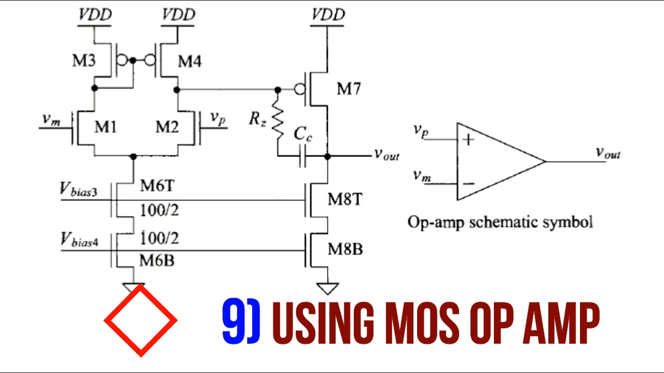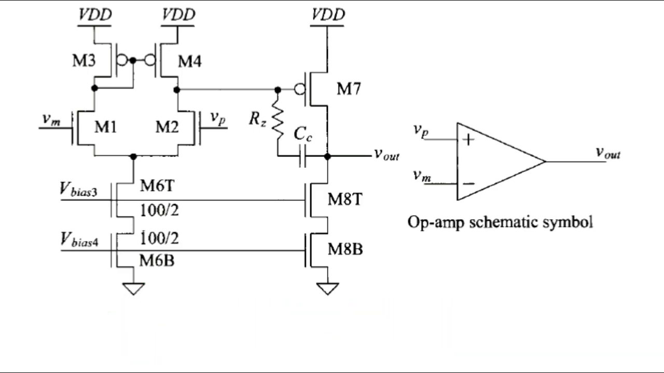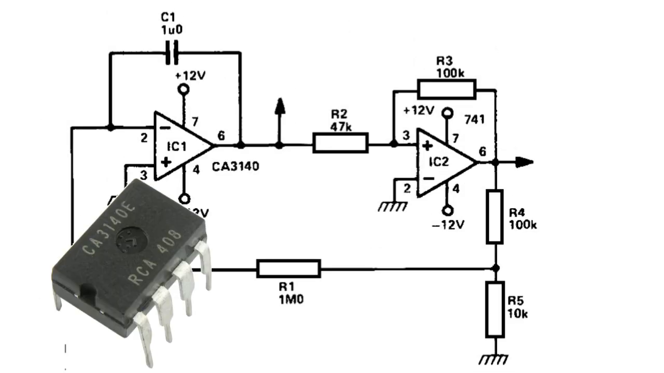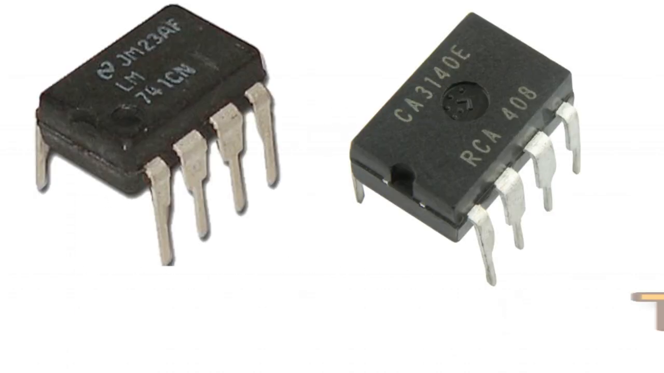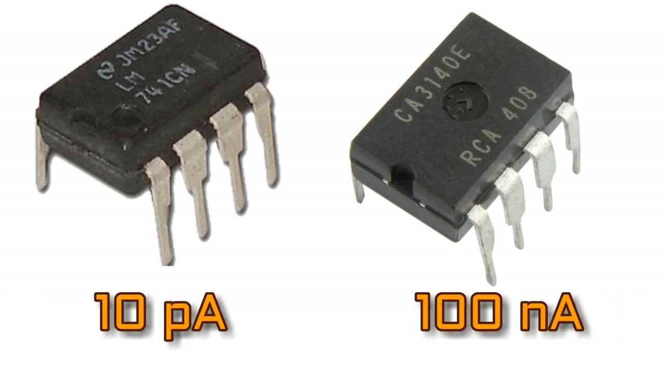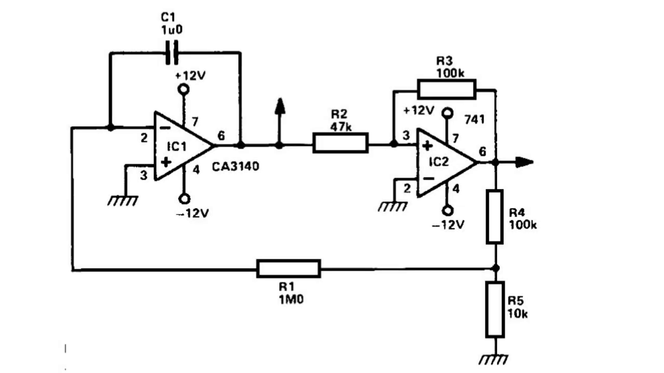9. Using MOS Op Amp. A MOSFET op-amp is configured as IC1. As a result, its input bias current is really very low, generally 10 picoampere against 100 nanoampere for a 741. This enables the creation of circuit designs that use extremely little current.